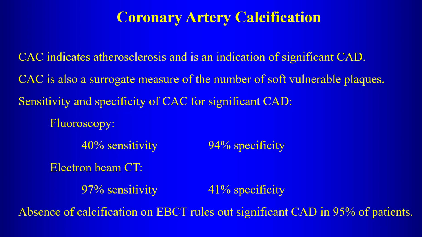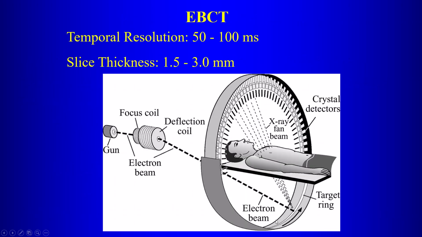Now, we can measure the amount of coronary artery calcification, and that can be a surrogate measure of the number of soft or vulnerable plaques and the sensitivity and specificity of coronary artery calcification for significant coronary artery disease. Well, I've given you the numbers here. Much of the research early on was done with electron beam CT, so we have a lot of literature with electron beam CT for coronary artery calcification. The absence of calcification on CT can rule out significant coronary artery disease in a large percentage of patients.